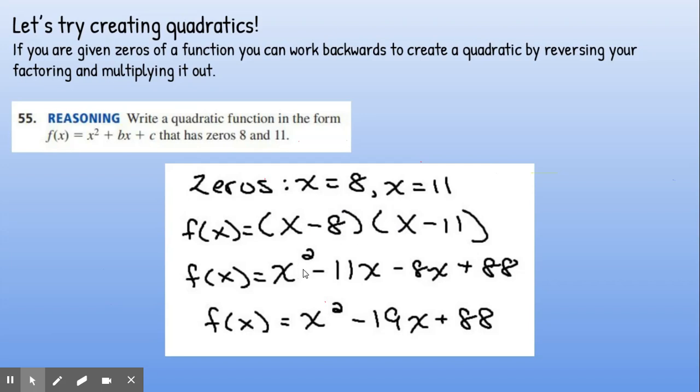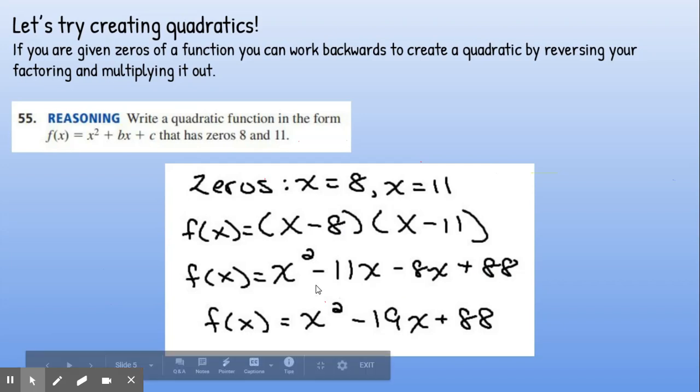X times x is x squared. X times negative 11, negative 11x. Negative 8 times x is negative 8x. And 8 times 11 is 88. And then you clean up and combine your like terms. And this would be the function where those two answers came from.